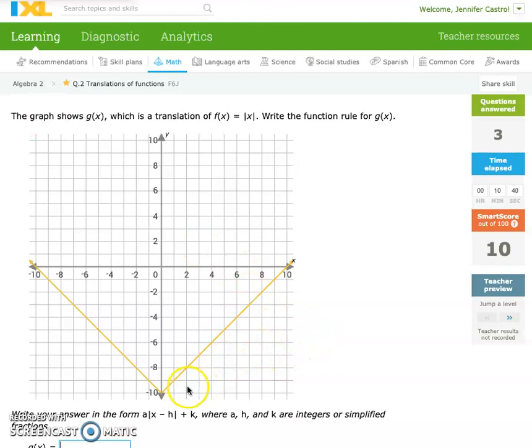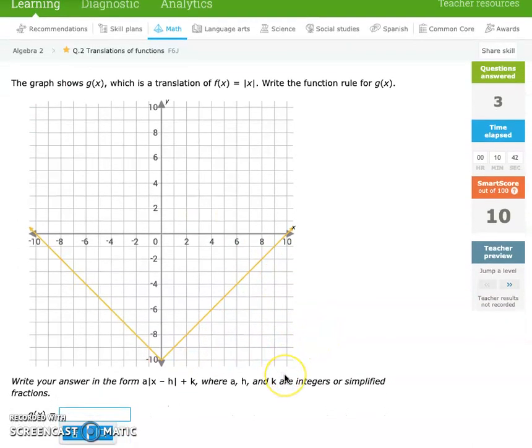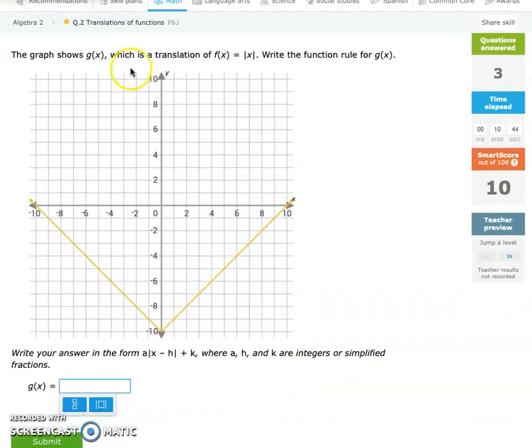So again, we have an absolute value function. If you see right here, it's asking us to translate again. So remember, our absolute value function is always starting here at 0, 0, in the middle of our function, or what we call the origin, always the beginning. And here it looks like it went down 10. So I went down 10, negative 10.